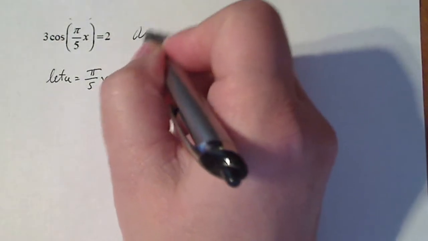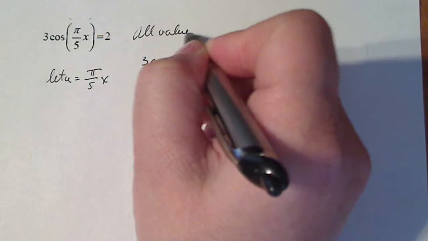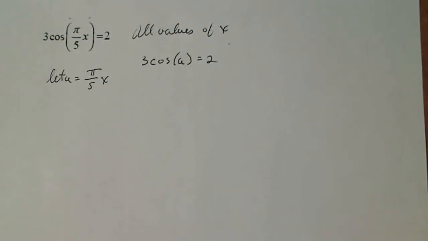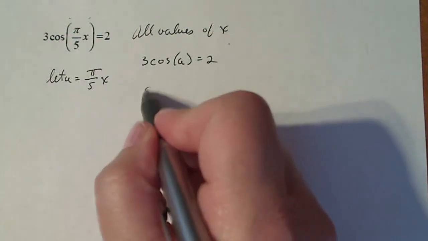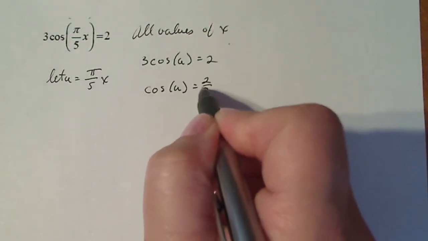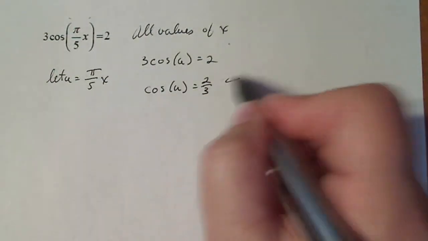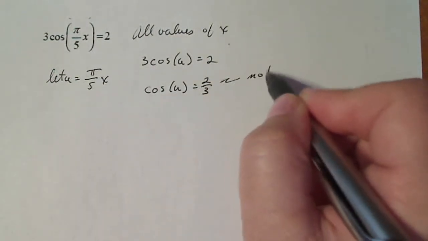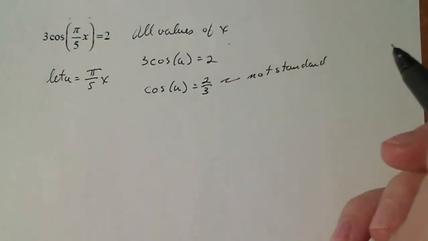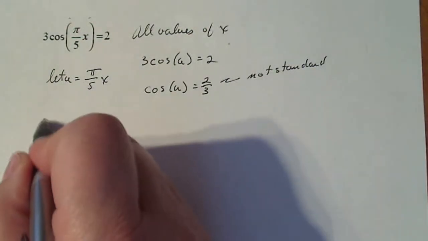And I'm going to solve this for all values of x. Not just in the first rotation, just all the values of x. In order to solve this guy, I'm going to divide both sides by 3. And I notice that 2/3 is not a standard angle. That is not on the unit circle. So I can solve it 2 different ways. So method 1.